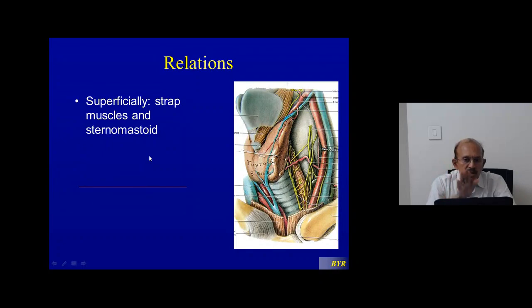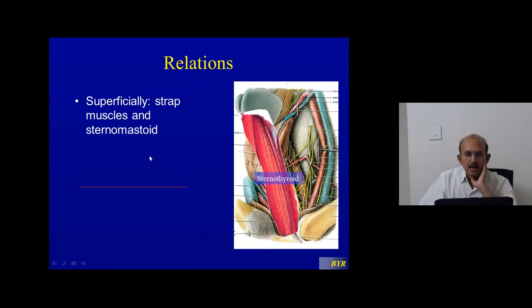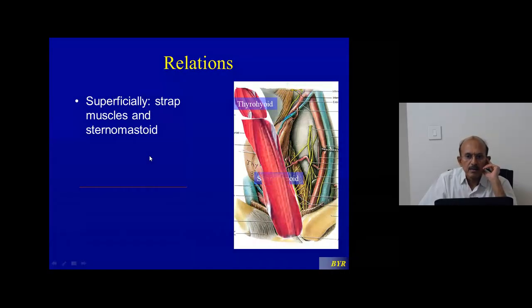And the anterior border of sternomastoid also forms a superficial relationship. This is sternothyroid, this is thyrohyoid. Of course, thyroid is not related. Then this is the sternohyoid muscle.